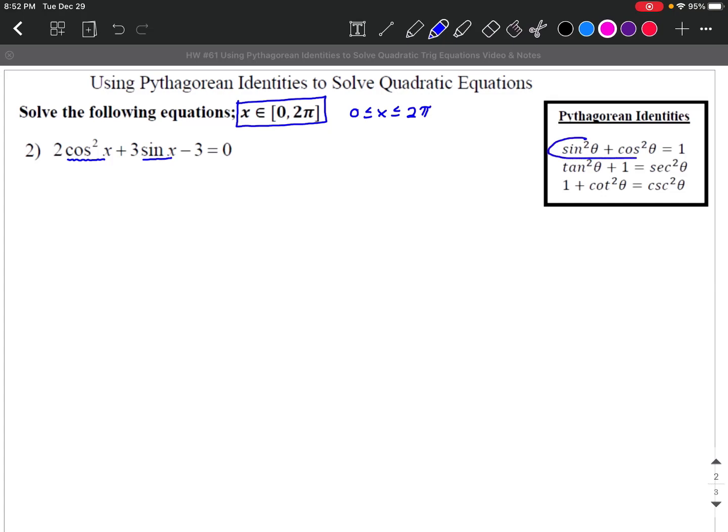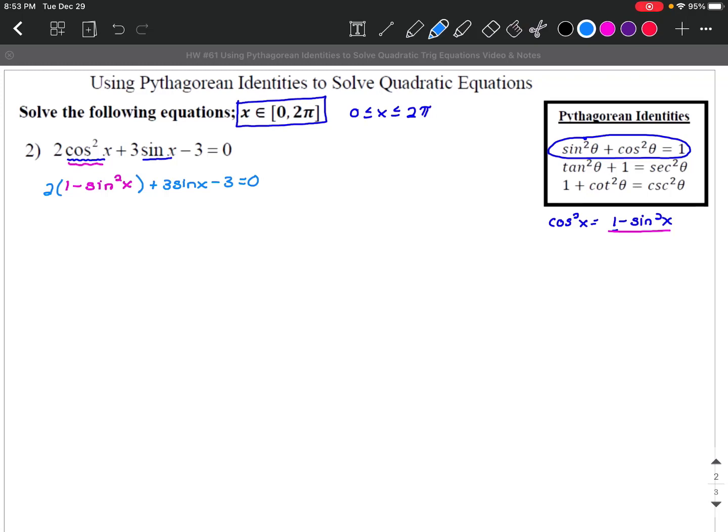So we look at our Pythagorean identities and look for the one that has sine and cosine. Well, we have cosine squared. So cosine squared x is 1 minus sine squared x. We're going to make that substitution. We're going to substitute this in for cosine squared x, so that this becomes 2 times 1 minus sine squared x plus 3 sine x minus 3 equals 0.